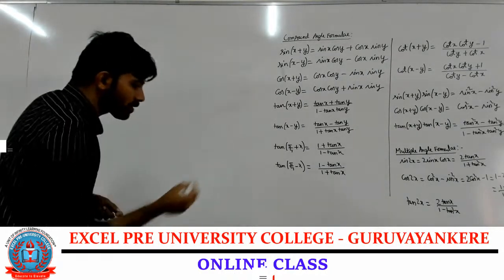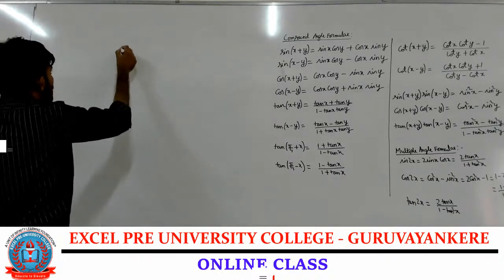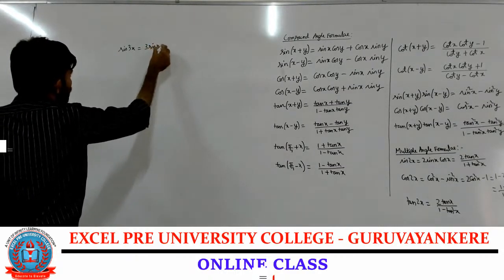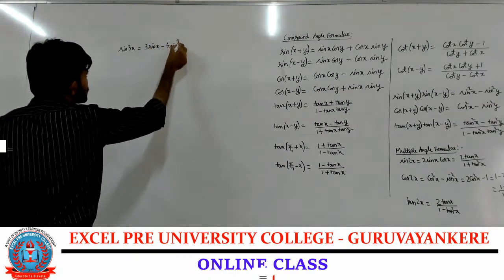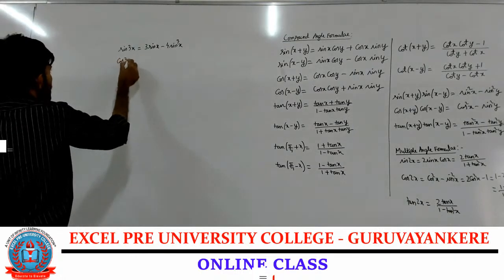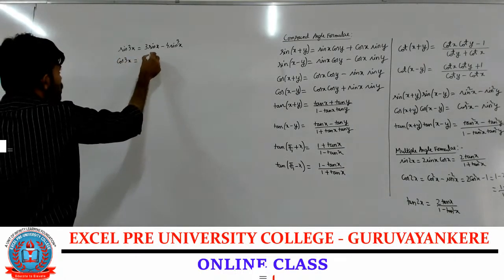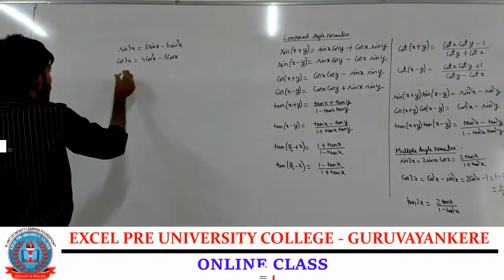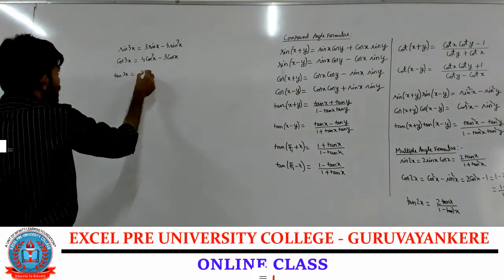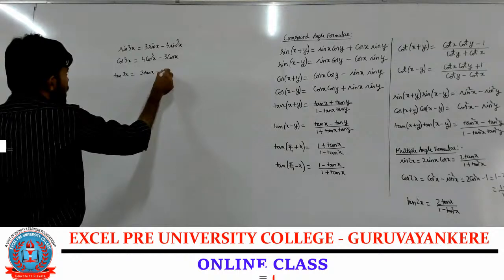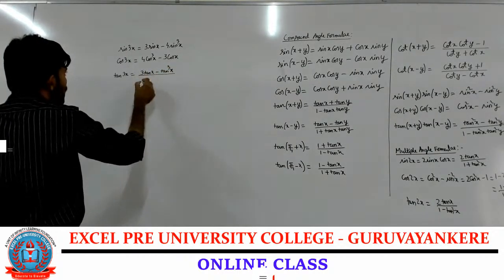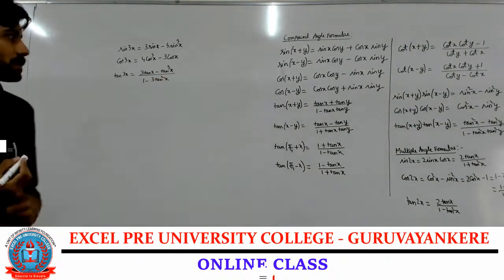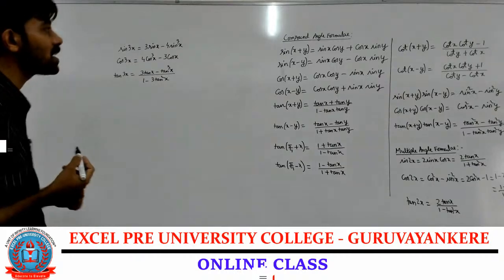Sin 2x, cos 2x, tan 2x. Further we have sin 3x. Sin 3x is equal to 3 sin x minus 4 sin cube x. Cos 3x is equal to 4 cos cube x minus 3 cos x. Tan 3x is equal to (3 tan x minus tan cube x) divided by (1 minus 3 tan square x). These are called the multiple angle formulas.